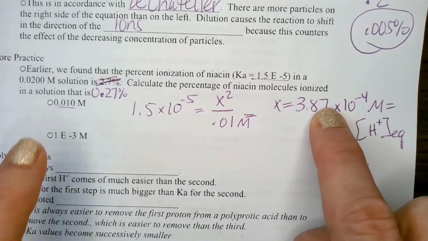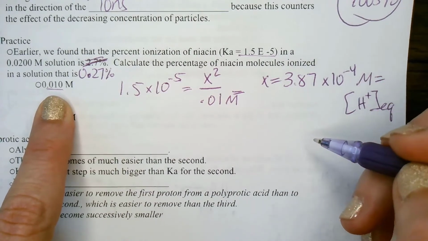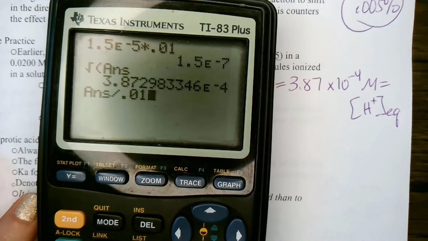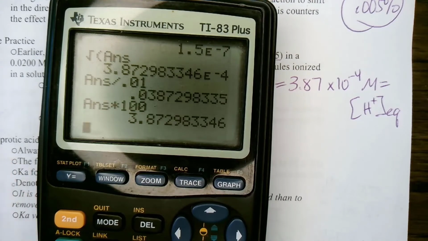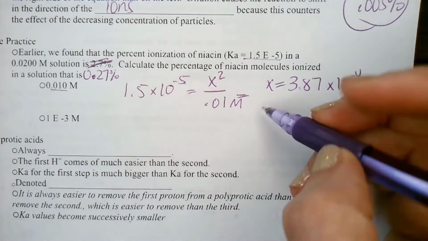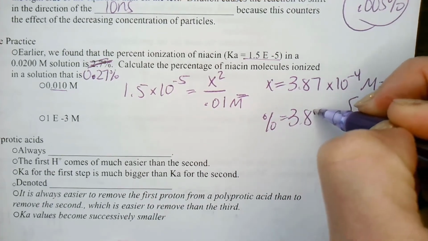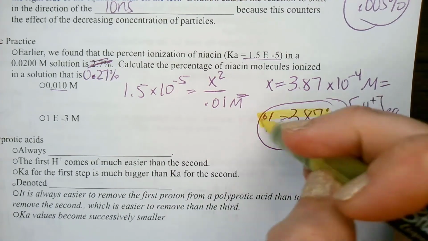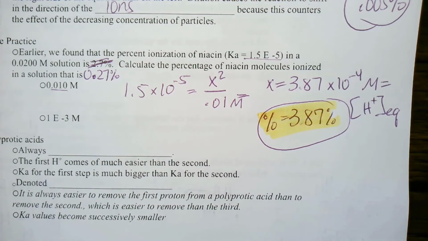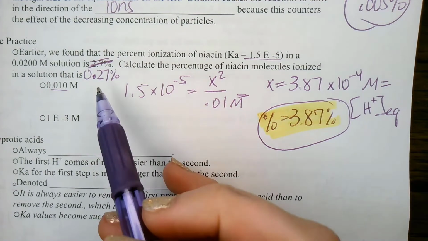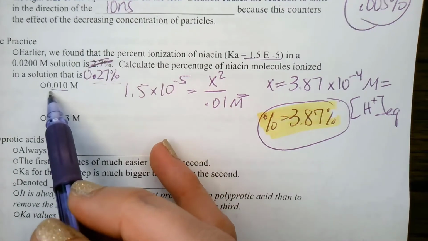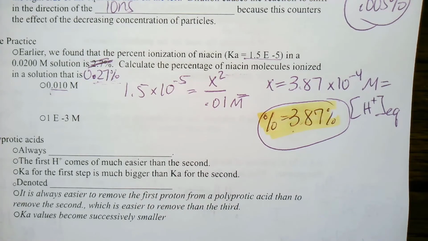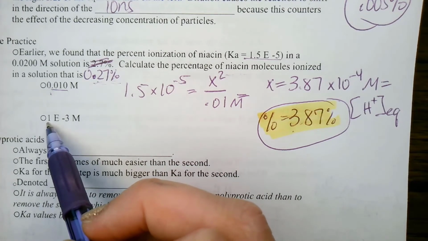concentration at equilibrium. So let's find the percent since we know x and we know our initial concentration. So we would do 3.87 times 10 to the negative fourth divided by 0.01 and then times that by 100. And we get 3.87%. That's ionized. So we are under the 5% rule still. We can make that assumption that the change was very negligible. However, we can see that the percent went up, right? When we diluted the solution, we went from 0.27 to almost 4% of the niacin molecules that are ionized.